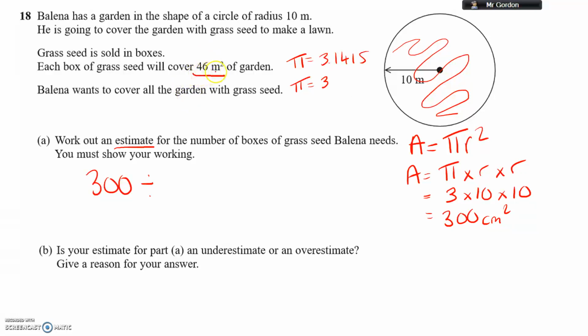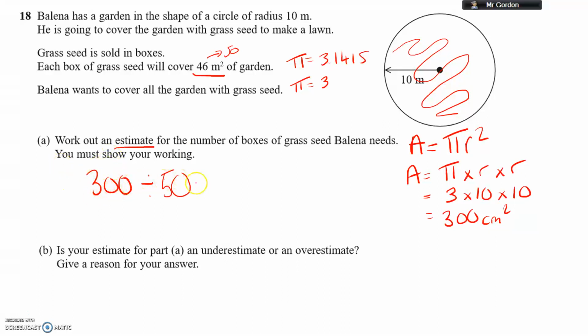The area is 46. Without a calculator, and the fact it's saying estimate, 46 is a difficult number to divide with. So I'm going to round that 46 to, what's the nearest value? Is it going to be 40 or 50? Well, because of the 6, I'm going to say 50 in this case. So each box can cover approximately 50.